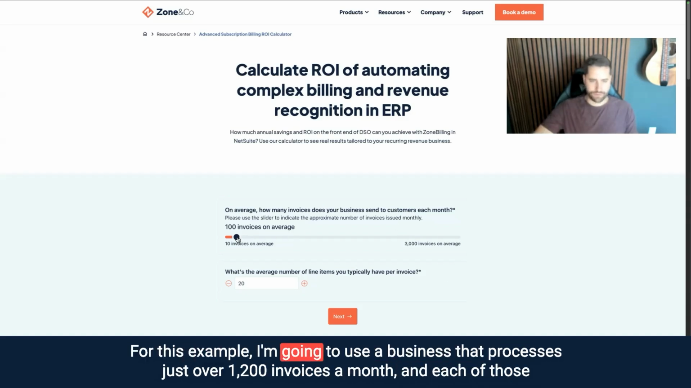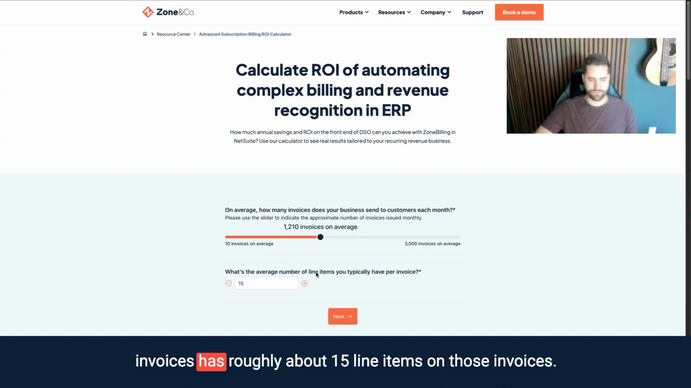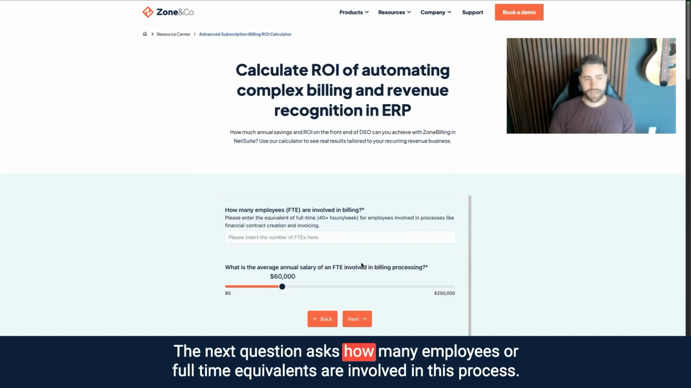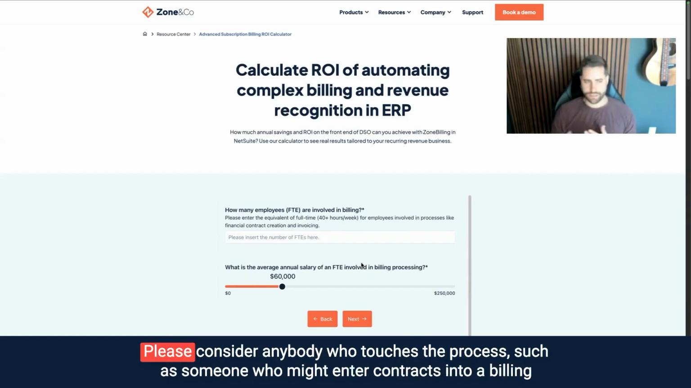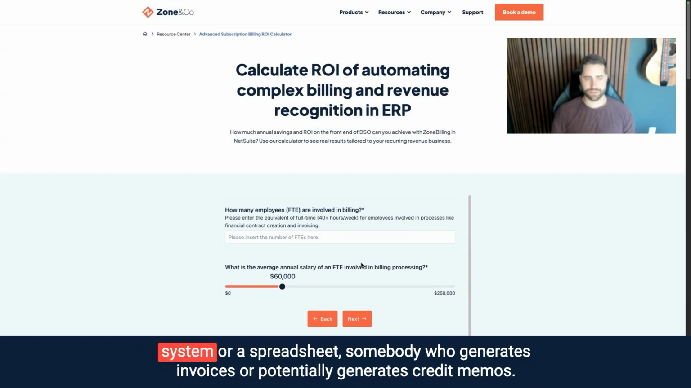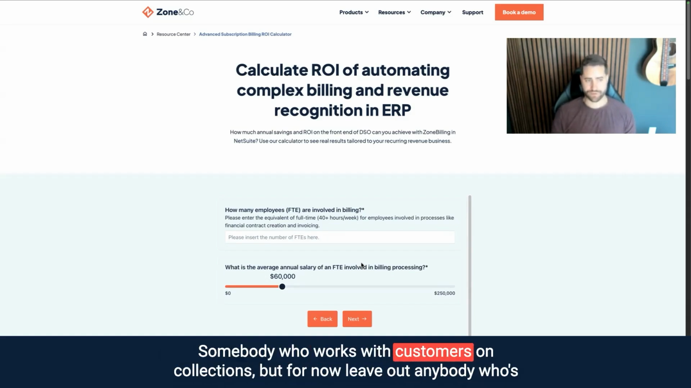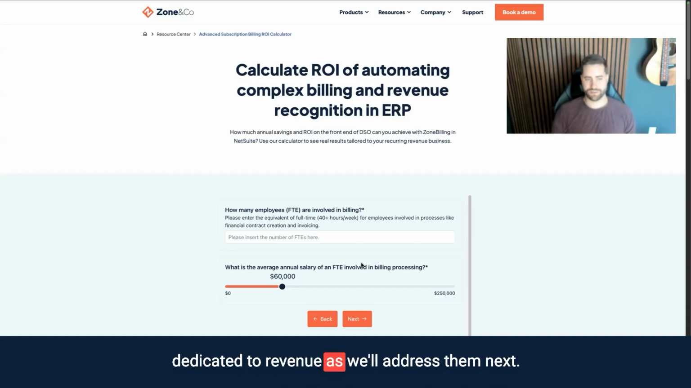For this example, I'm going to use a business that processes just over 1,200 invoices a month, and each of those invoices has roughly 15 line items. The next question asks how many employees or full-time equivalents are involved in this process. Please consider anybody who touches the process, such as someone who might enter contracts into a billing system or a spreadsheet, somebody who generates invoices or potentially generates credit memos, somebody who works with customers on collections. But for now, leave out anybody who's dedicated to revenue, as we'll address them next.